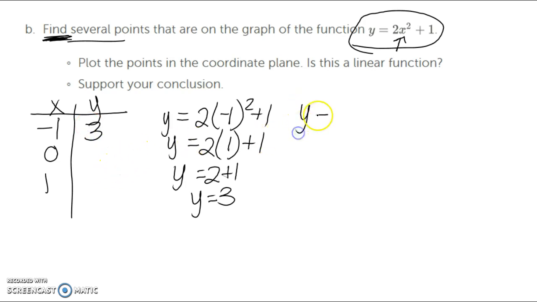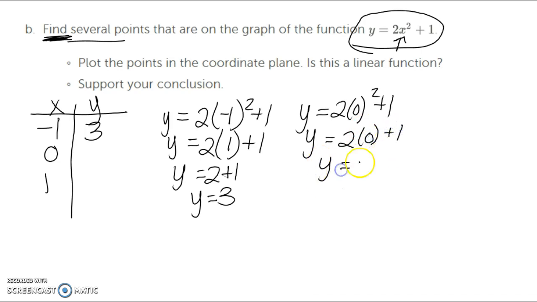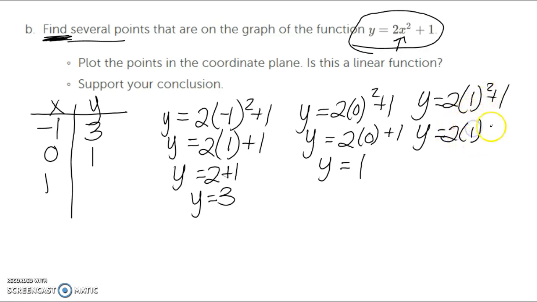I'm going to do the same thing with my 0. And again, I got those points just by making them up. You can use any points. So 0 squared is 0, so 2 times 0 plus 1. Anything times 0 is 0, so 0 plus 1 is 1. And my last one, y equals 2 times 1 squared plus 1. So what I'm doing, 1 squared is 1.